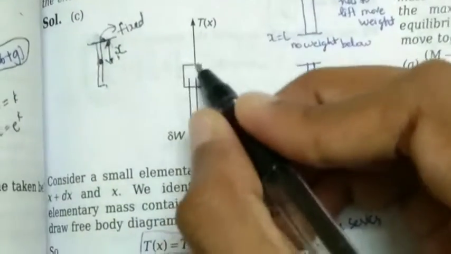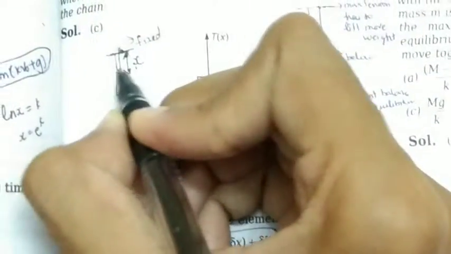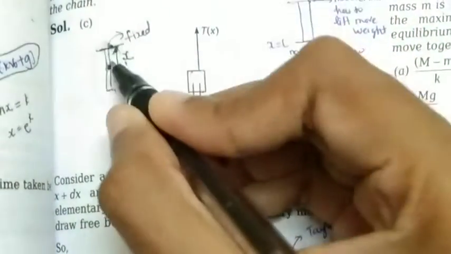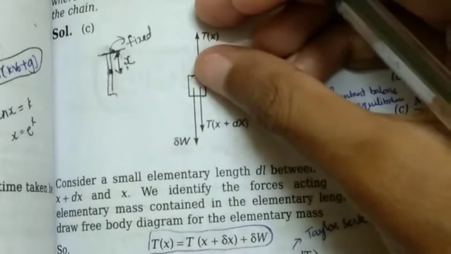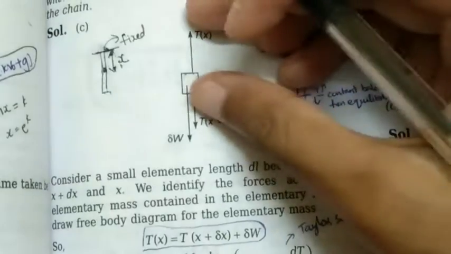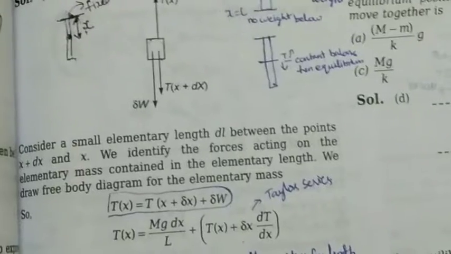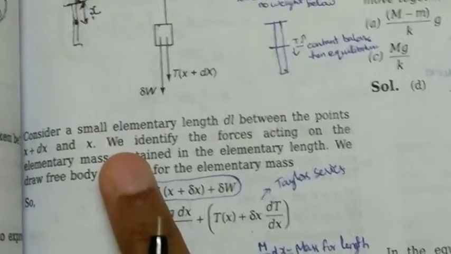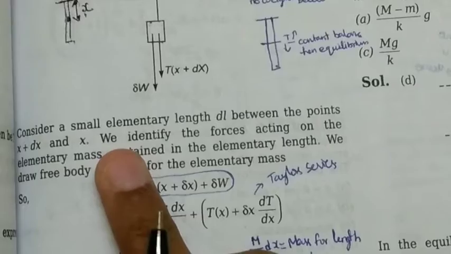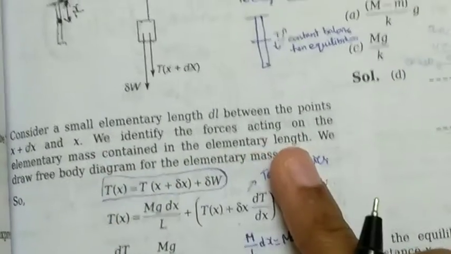So here we have to take any middle part of this chain, some dl elementary length of this chain, some part of this chain at any point, situated at x and x plus dx. So from top to x, from top to x plus dx. At that distance we need to select a certain mass of the chain. Now we identify the forces acting on the elementary mass contained in the elementary length. So this is an elementary length, a small length.